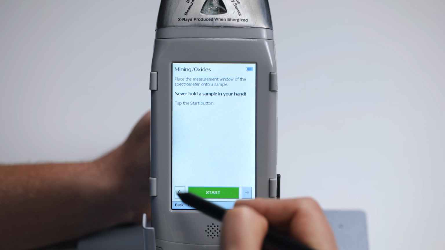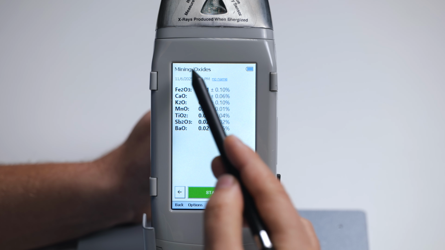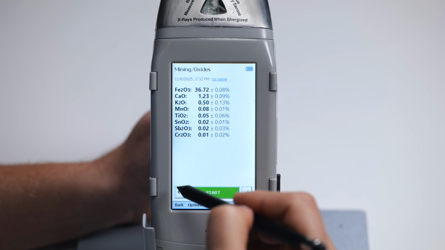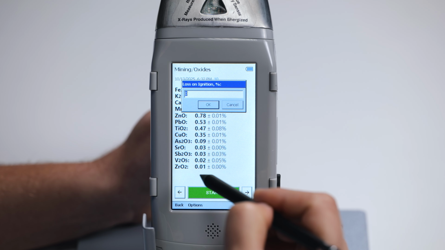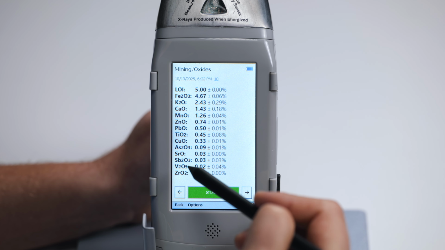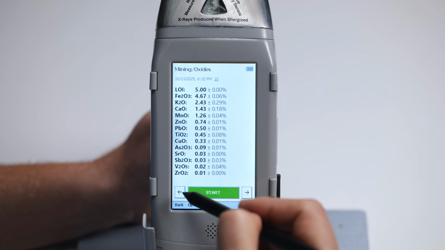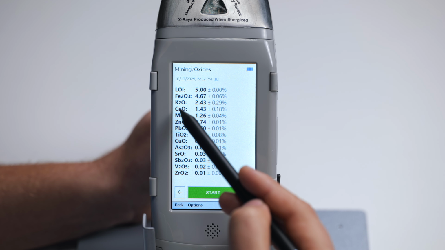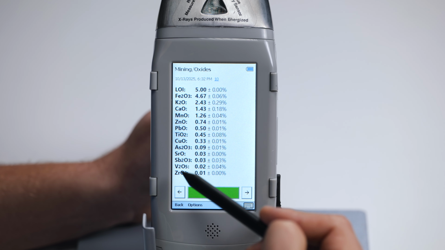And the second mode is mining with oxides. Here ProSpector 2 does the same measurement, but converts the elements into oxides according to their chemical formulas. On the screen of the analyzer, you no longer see ferrum and aluminum, but you see SiO2, Al2O3, Fe2O3 and other oxides, and also loss of ignition. Loss of ignition shows how much mass the sample loses during high temperature heating. This can be evaporation of moisture, burning of organic matter, release of CO2 from carbonates, and so on.